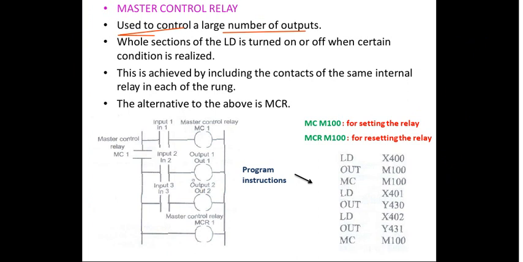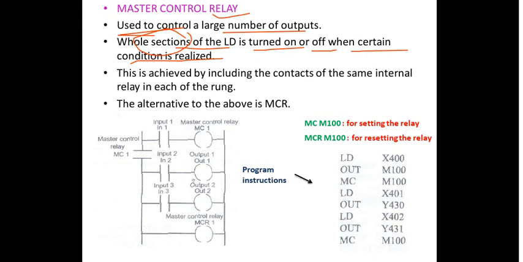So if you want to have control over a part of the section of the industrial process control, or a total control, then this is achieved by including the contacts of the same internal relay in each rung. That becomes too many, because if there are 5 rungs, you will have to have 5 contacts, one in each rung, so that we have the control. That's what we have seen in our previous cases, right? But instead of that, you can make use of a master control relay, where one contact will take care of controlling the different parts there.